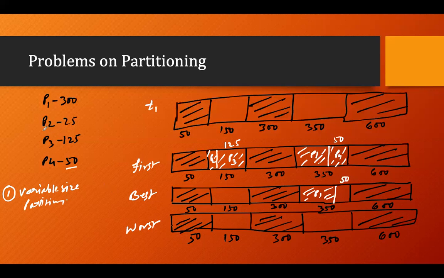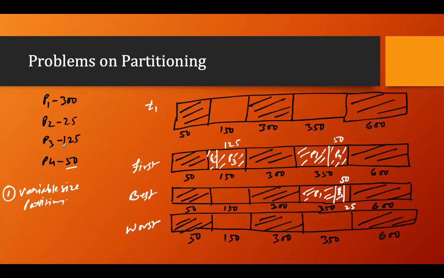And the next one is P2. P2 requires only 25. Can I accommodate here? No, because best fit will scan all the partitions and find the minimum one which fulfills the request. So here 150 is high. Let's go to the other 150. So between 50 and 150, which can be best for 25? Best will be here. So here it will be P2. What is left? Left is 25. It is a leftover portion here. We can use it later on.